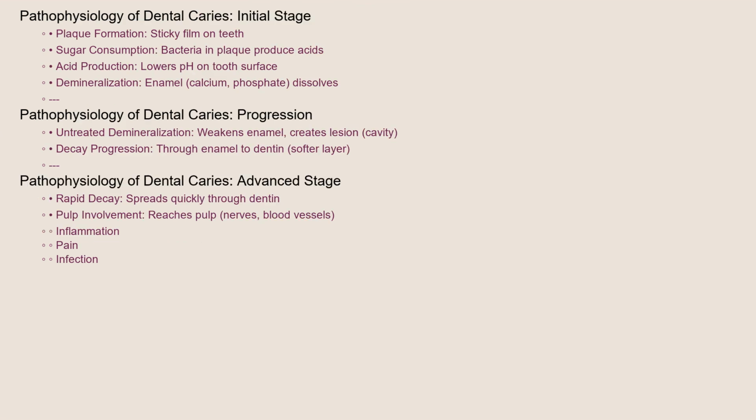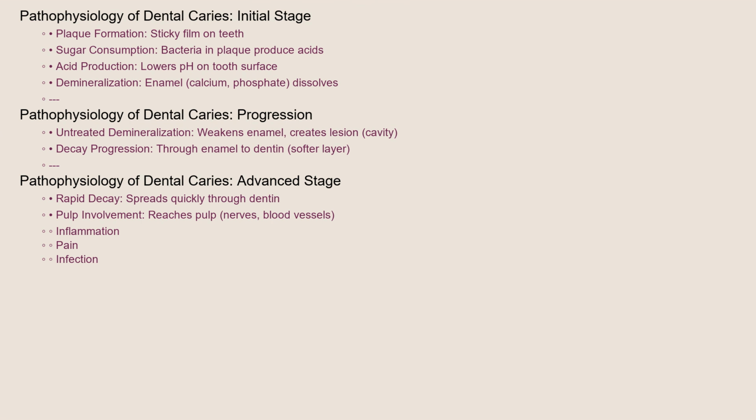Let's delve into the pathophysiology of dental caries. The process starts with the formation of plaque, a sticky film that accumulates on our teeth. When we consume sugars, the bacteria in plaque produce acids, lowering the pH level on the tooth surface. This acidic environment causes demineralization, where the minerals in the enamel, primarily calcium and phosphate, start to dissolve. Over time, this demineralization weakens the enamel, leading to the formation of a small lesion, the beginning of a cavity.